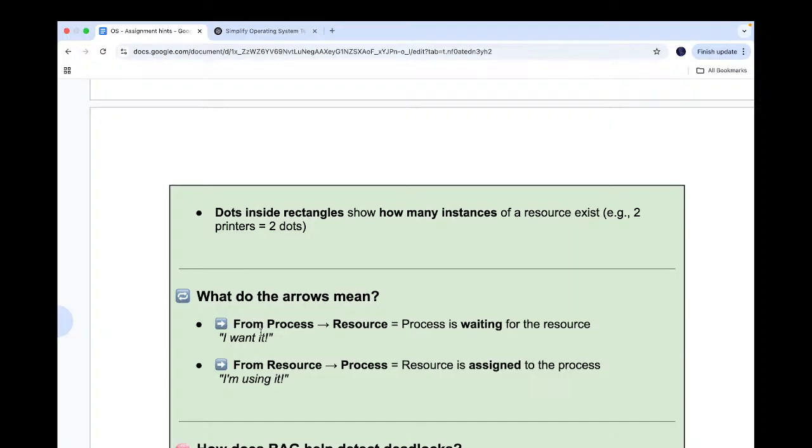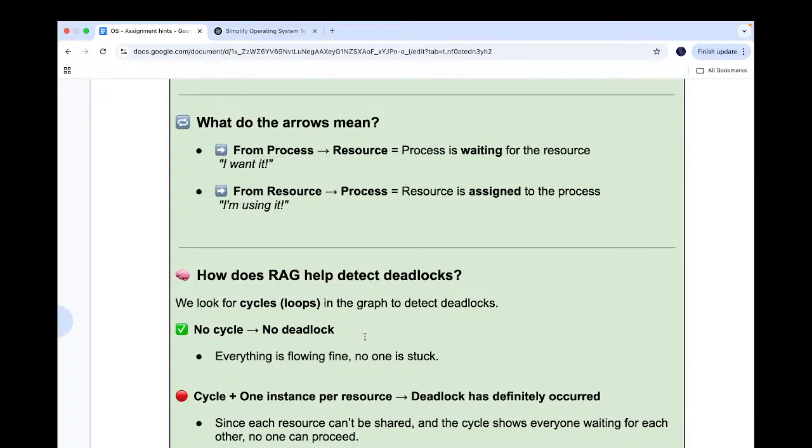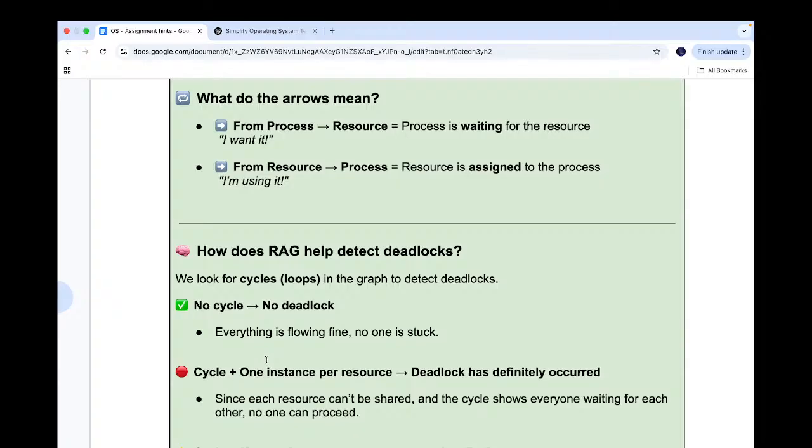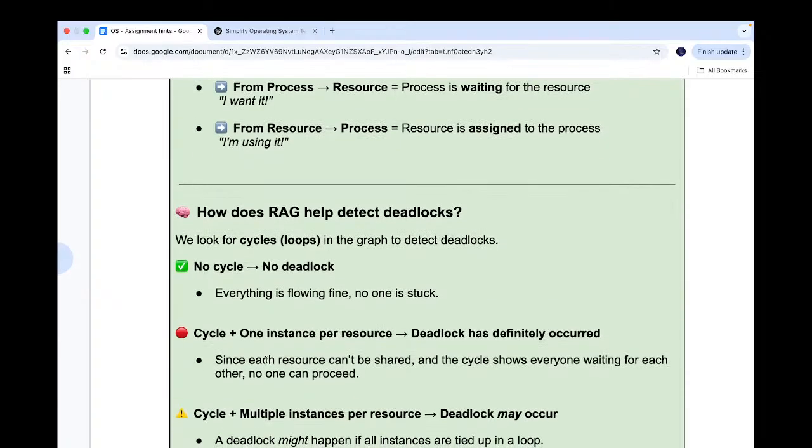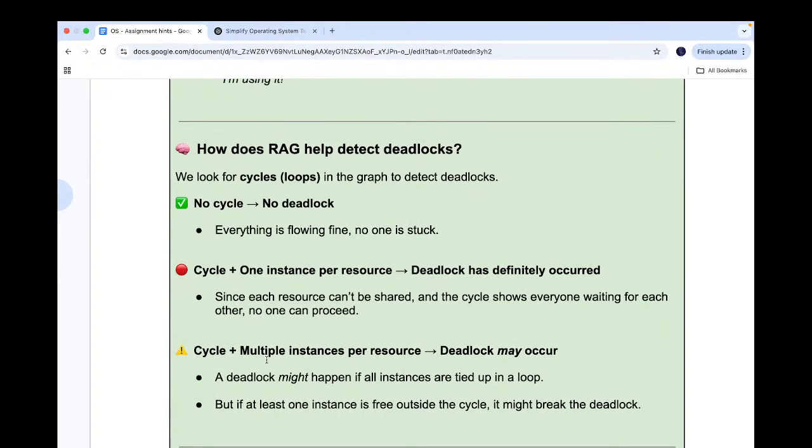What do the arrows mean? From process to resource means requesting or waiting. How does RAG help detect deadlock? We look for cycles in the graph. No cycle, no deadlock. Everything is running fine, no one is stuck. Cycle plus one instance per resource: deadlock has definitely occurred, since each resource can't be shared and the cycle shows everyone waiting for each other.